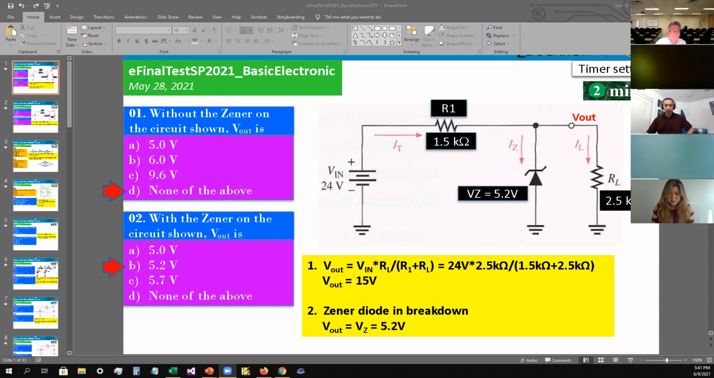Okay, so the first question: without the zener in the circuit shown, V out is... So without the zener, just ignore the zener diode here and think about just R1 and RL in series with each other. So this represents a voltage divider. You take V in times R load divided by the quantity R1 plus RL. If you do that, the V out comes to about 15 volts. So the answer is D, which is none of the above.